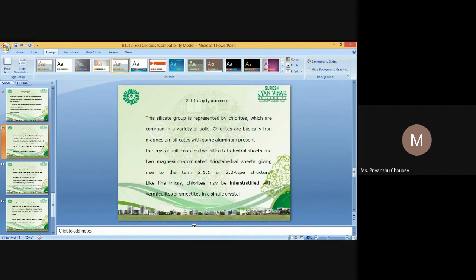Eight epipedons are recognized: mollic, umbric, anthropic, ochric, melanic, histic, folistic, and plaggen. But only three epipedons, mollic, ochric, and umbric, are of importance in Indian soil.